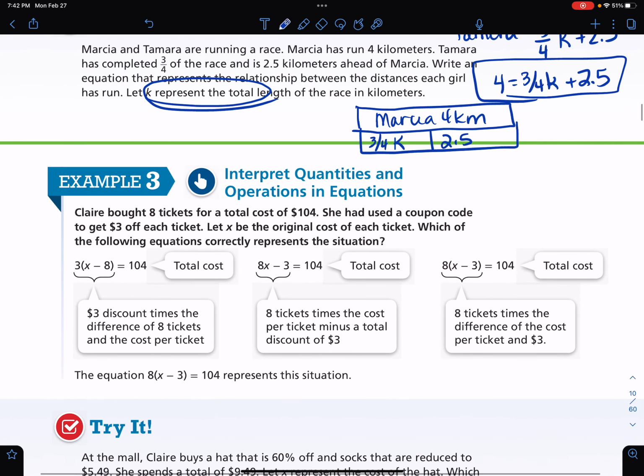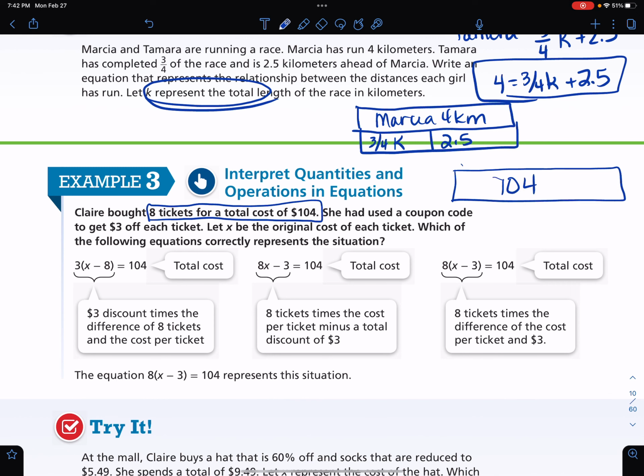Okay, this one wants you to do things a little different again. So one of these is not correct. Claire bought 8 tickets for a total cost of $104. So we've got the total cost is $104. She had a coupon code to get $3 off each ticket. Let X be the original cost of each ticket. Which of the following equations correctly represent this situation?